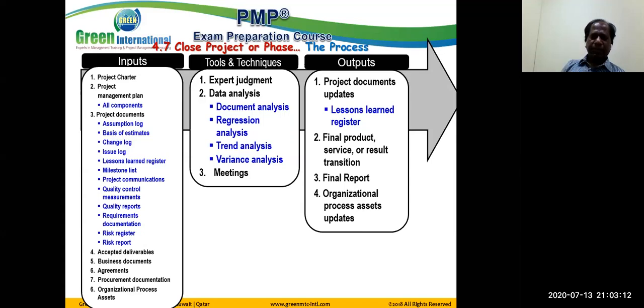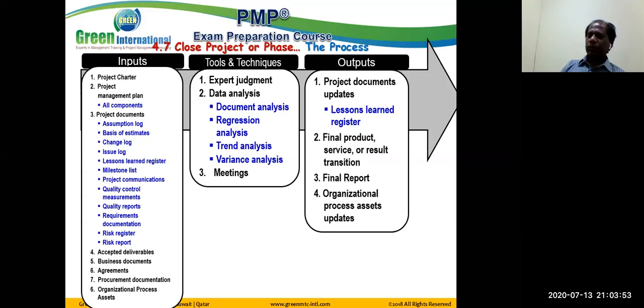Mainly the project management plan. Other documents we can utilize: assumption log, basis of estimates, change log, issue log, lessons learned register, milestone list, project communications that happened with the stakeholders throughout the project life cycle, quality control measurements, quality reports, requirements documentation. Here you need to demonstrate that you achieved all the requirements of the stakeholders. Risk register, risk report. Why? We need to do the final performance reporting in this process. So these are the documents that will help us.